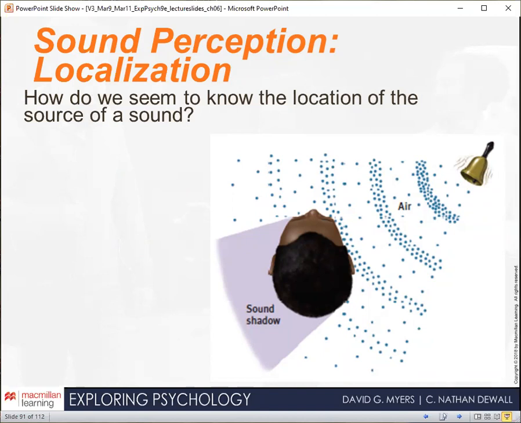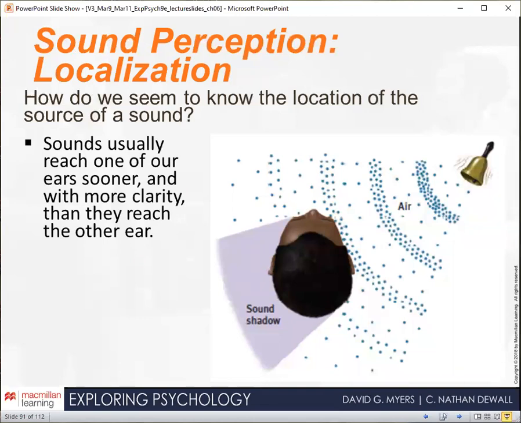So how do we seem to know the location of the source of sound? Well, sound usually reaches one of our ears sooner and with more clarity than it reaches the other ear. So you're looking for a very small difference. You're looking for one sound in one of your ears to be clearer than the other.